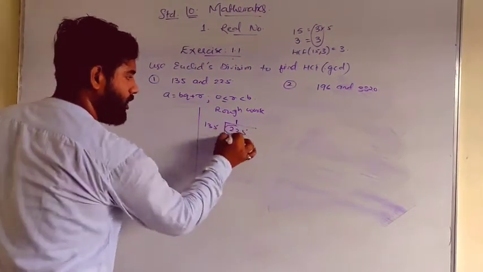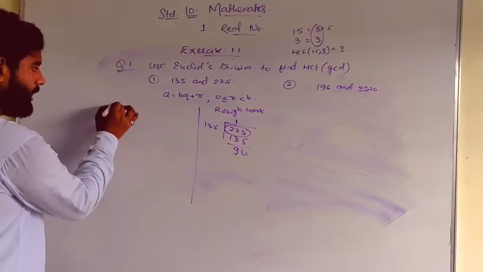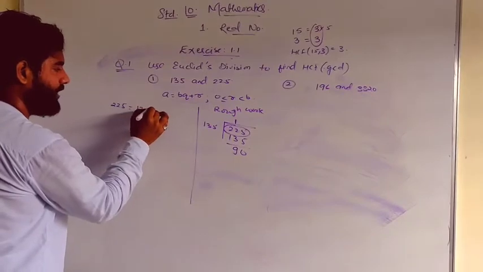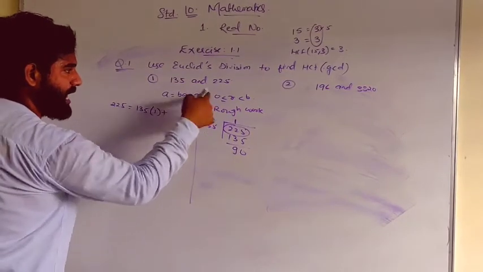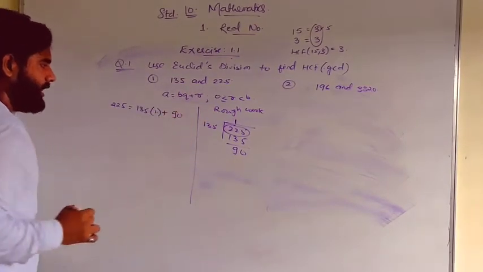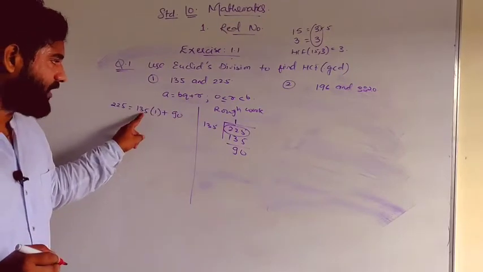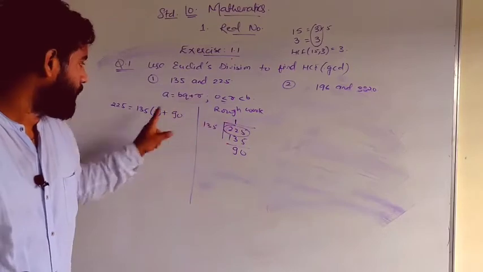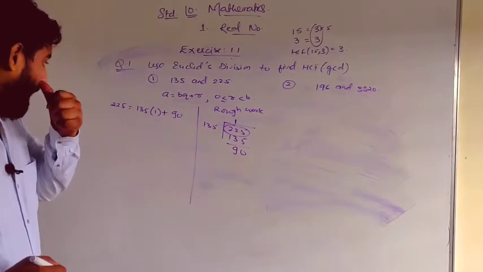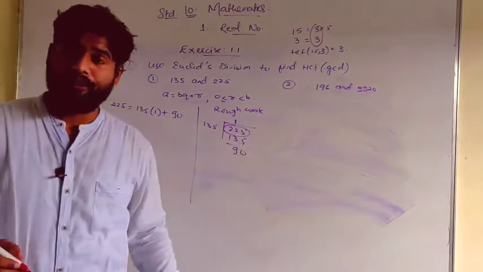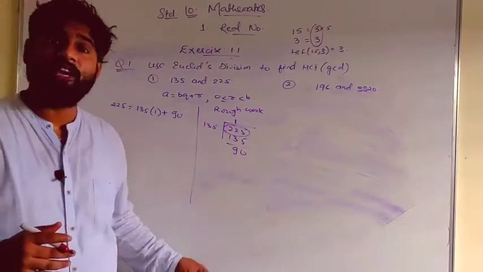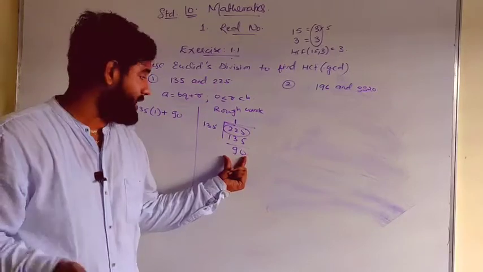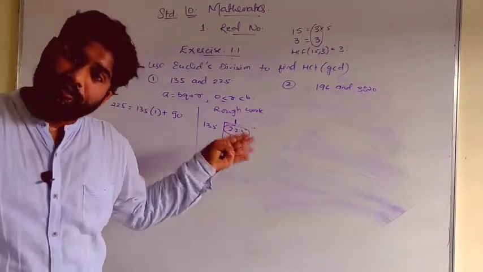Now that is your a = bq + r. 225 is equal to 135, that is b, times q, which is 1, plus r, which is 90. Now you have to do the further division, this kind of division, till you are getting a 0 remainder. Until you are not getting a 0 remainder, you have to follow the division process.